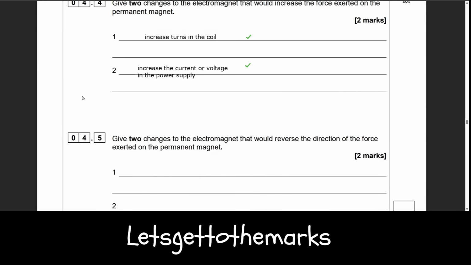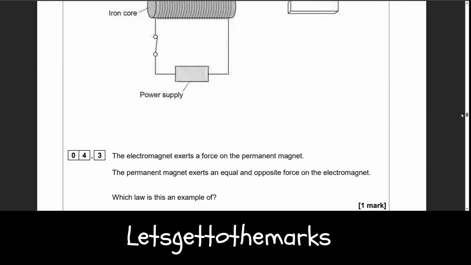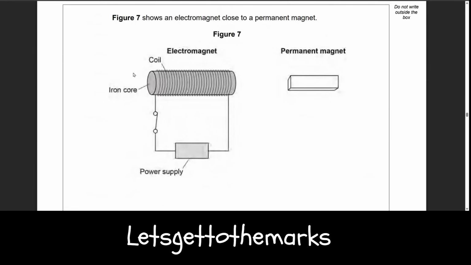Right, let's go. 4.5, give two changes to the electromagnet that would reverse the direction of the force exerted on the permanent magnet. So what they mean here is instead of attracting, it would push the permanent magnet away. So how could we reverse the direction? Let's go study the diagram again. See if you can study this diagram and see how we can make the force, instead of going like that, let's see how we could change the direction of the force. Why don't you pause the video, have a go?